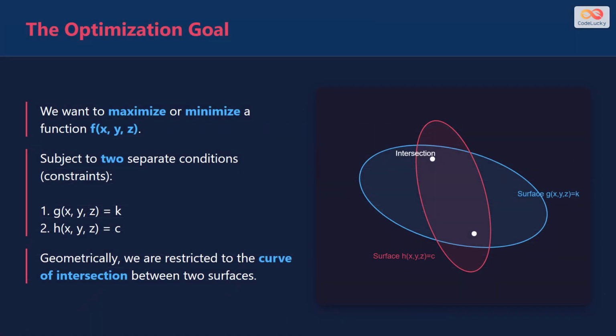Let us start by defining our goal. We want to find the maximum or minimum value of a function of three variables, f of x, y, z. However, we are restricted by two separate conditions. First, g of x, y, z must equal k. Second, h of x, y, z must equal c. Geometrically, each constraint represents a surface in three-dimensional space. To satisfy both simultaneously, we must be located on the curve where these two surfaces intersect.